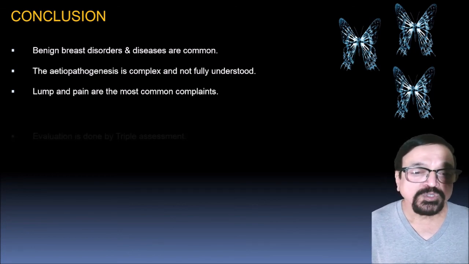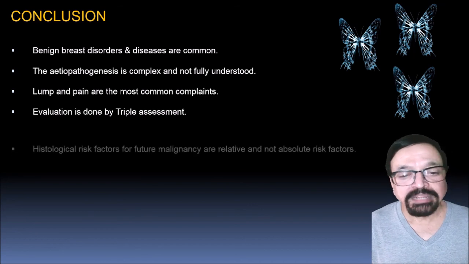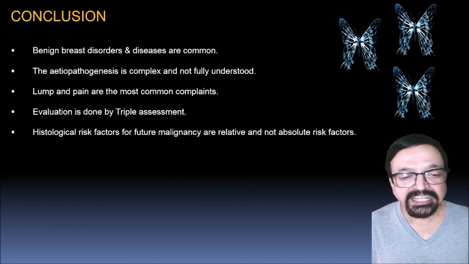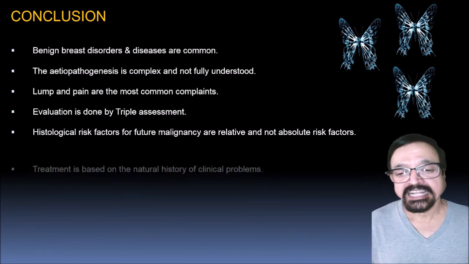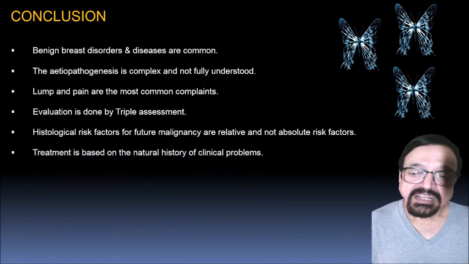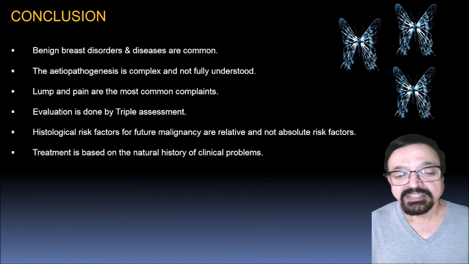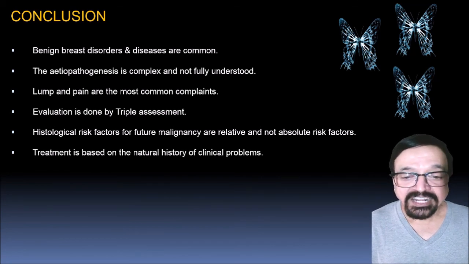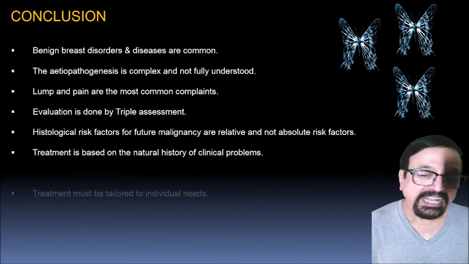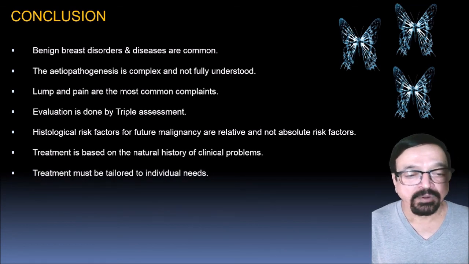Lump and pain are the most common complaints. Evaluation is done by triple assessment, which we have already discussed in detail. Histological risk factors for future malignancy and relatively high risk need to be known, especially by taking the family history. Treatment is based on the natural history of the clinical problem. We should know the natural course of the disease and treat accordingly.